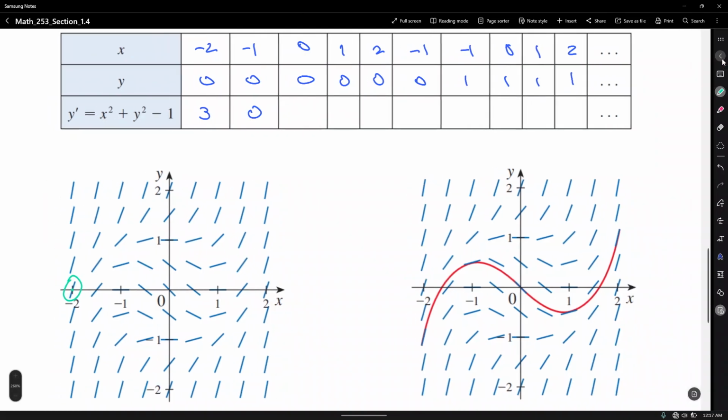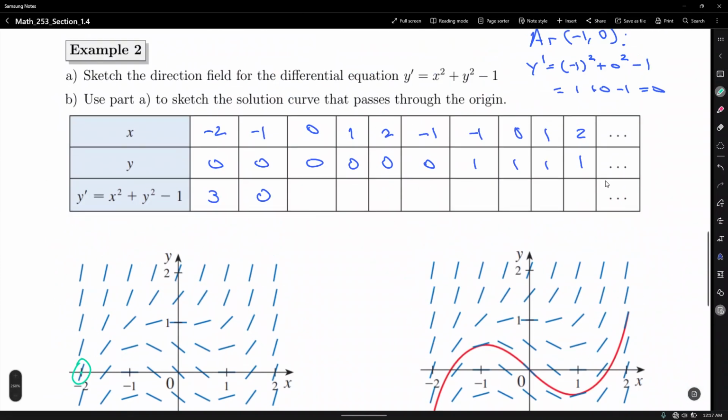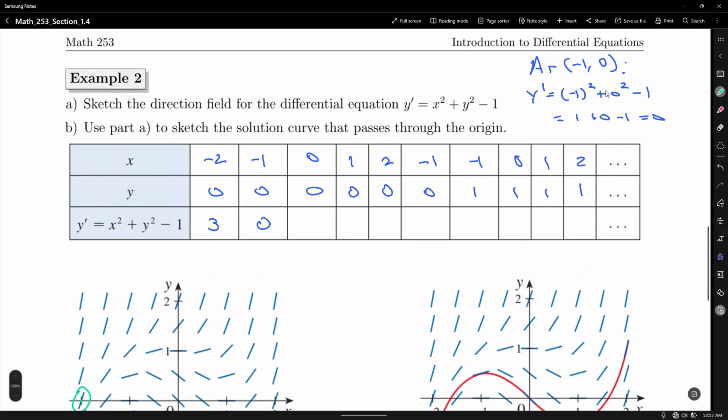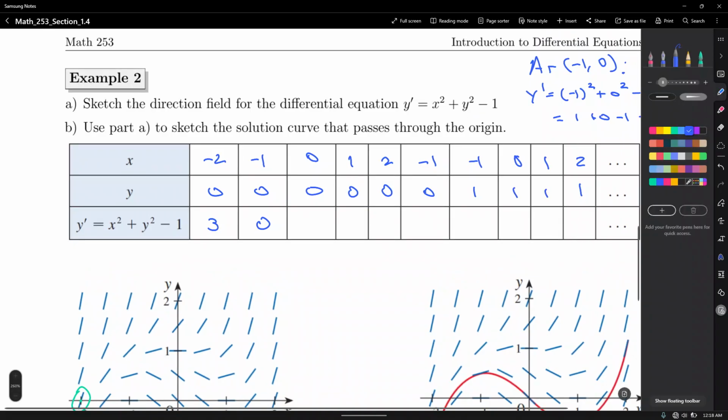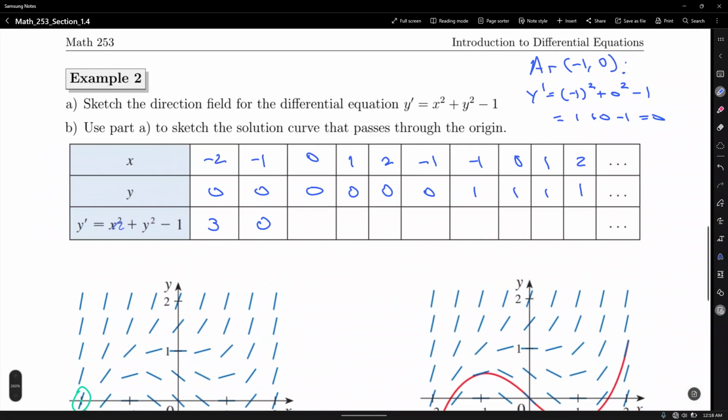I'm just going to give you the results of the remaining slopes. I think I already showed you how to compute a couple of them. At the point 0, 0, substitute 0 squared plus 0 squared, which is 0, minus 1, that's negative 1. At 1 comma 0, that's 1 squared plus 0 squared, which is 1, plus 0 minus 1, that's another 0, and then the remaining numbers 3, 0, 1, 0, 1, 4.